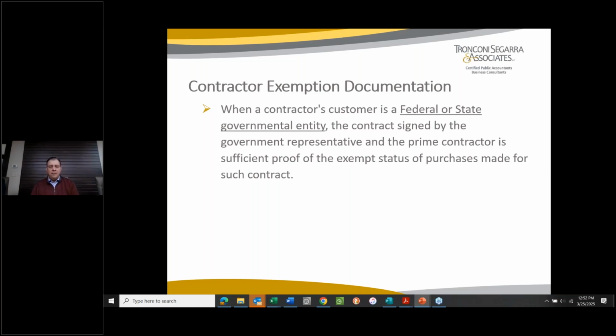And then contractor exempt documentation. There are various forms that you would be able to use. It's interesting when it comes to a federal or state government entity, there is no real form that you would get from them. A signed purchase order is really proof of the exempt status for that contract. As long as it identifies the exempt governmental entity on it, then that's considered sufficient.